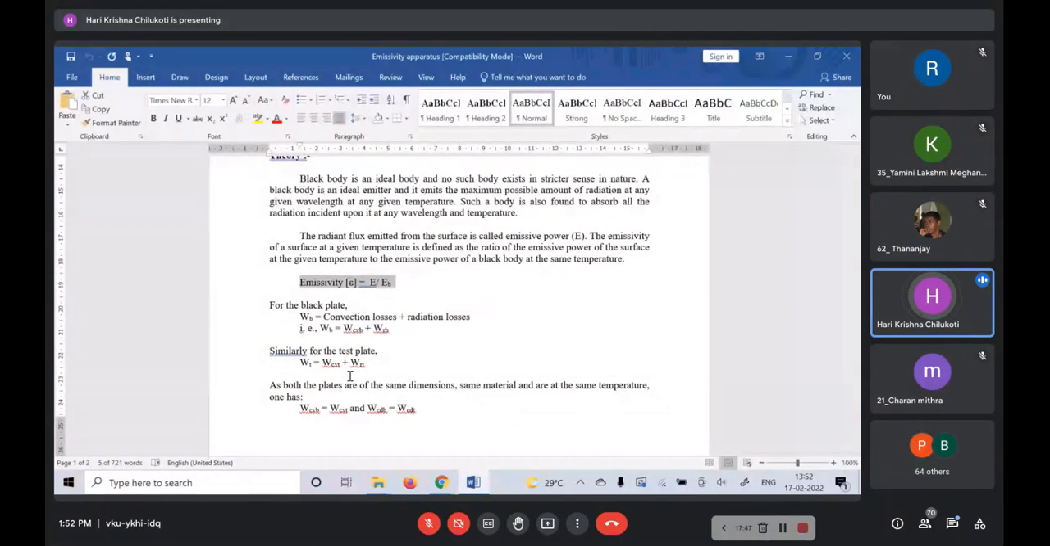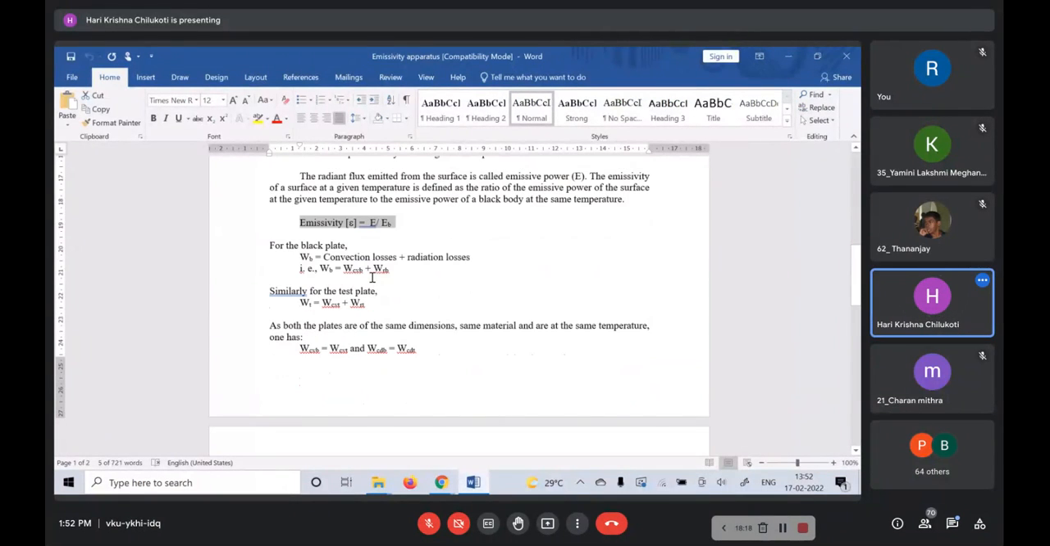We can say that delta T is equal to constant. Similarly, both the test plate as well as the reference plate have the same dimensions, so we can say A is equal to constant, and we can also say that for this particular condition, the convective heat transfer coefficient is also the same. Because of these reasons, we can say that WCVB is equal to WCVT.